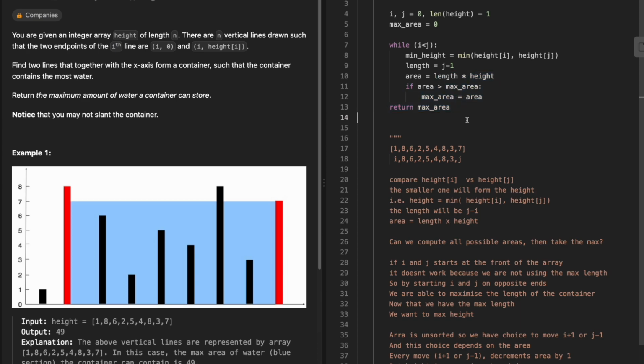Okay, this is the first draft of my solution. Let's take a look at it. We have i, j equals 0, length of height minus 1. This is 7, right? We start with i at 0, j at 7. When i is less than 7, we want to increment this, right? Let's do this once.